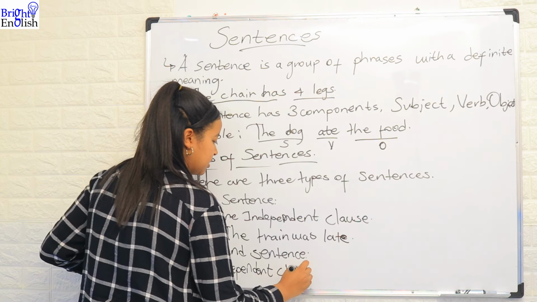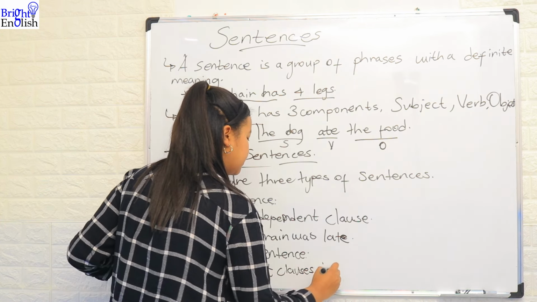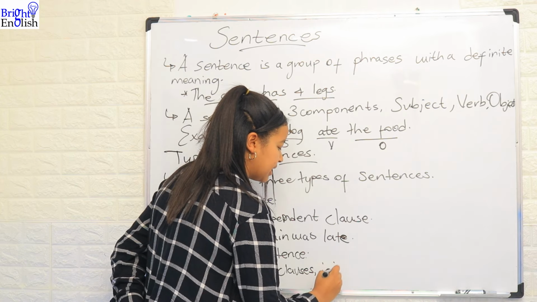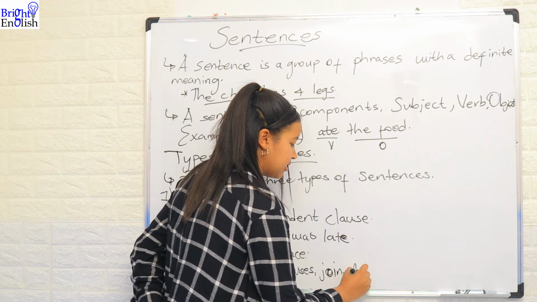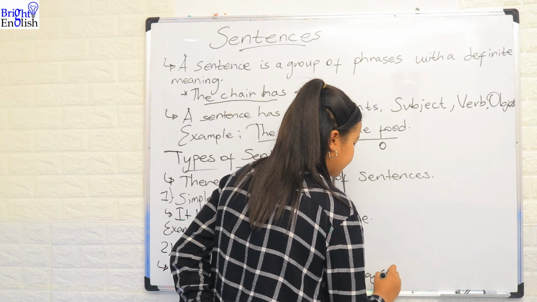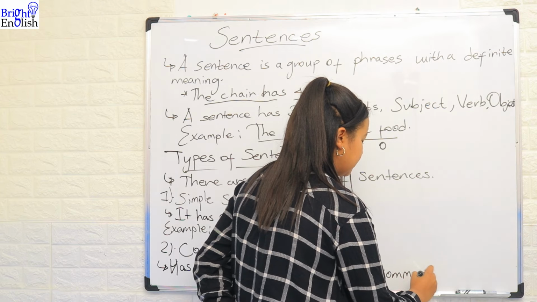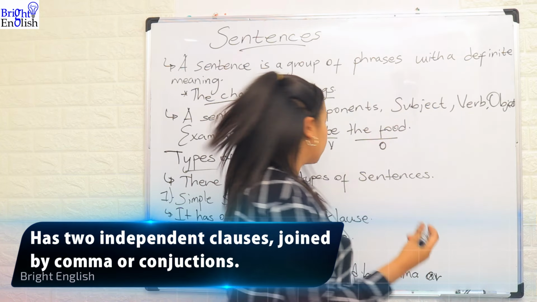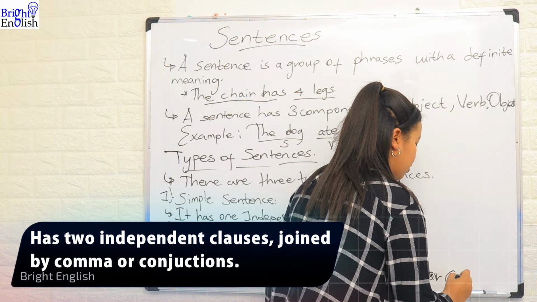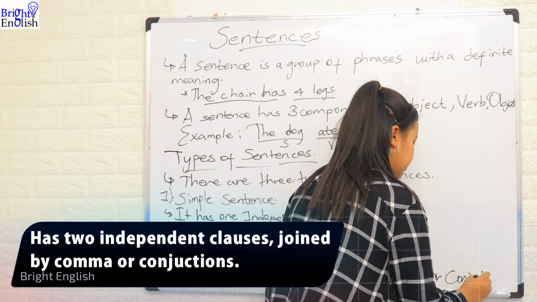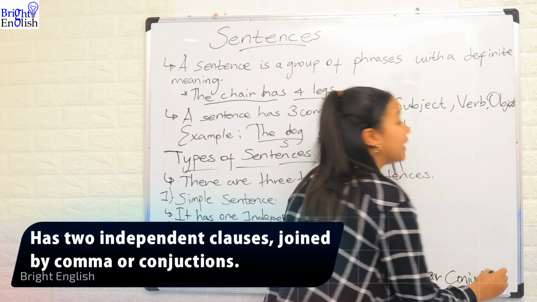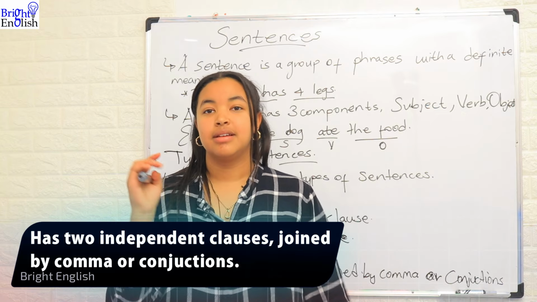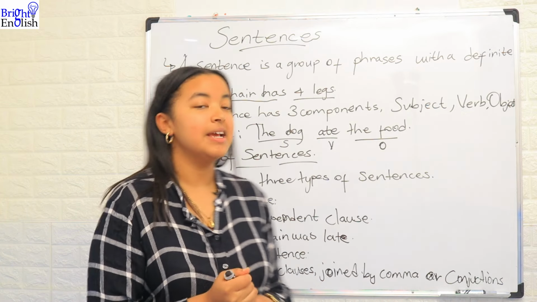Compound sentences have two independent clauses joined by a comma or conjunctions. If we join them, that is called a compound sentence.